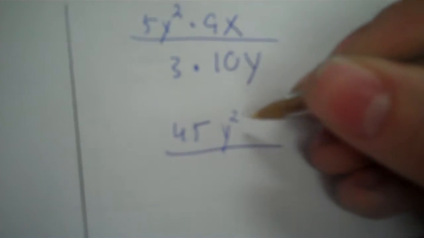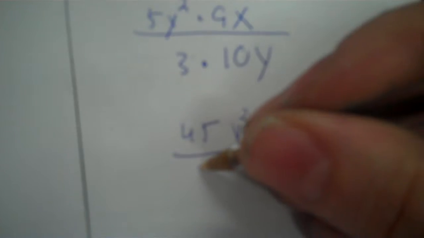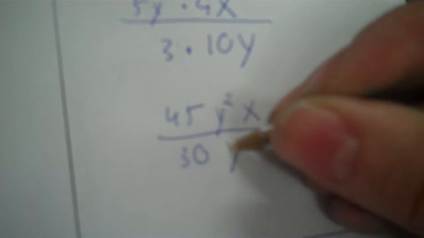So you can take the 5 times the 9, that's 45. Then for variables, you got y to the second and x. So you can't really do anything with those other than just write y to the second x, or x and then y to the second. It doesn't matter the order. Okay, 3 times 10 is 30, and then the y would just stay there.